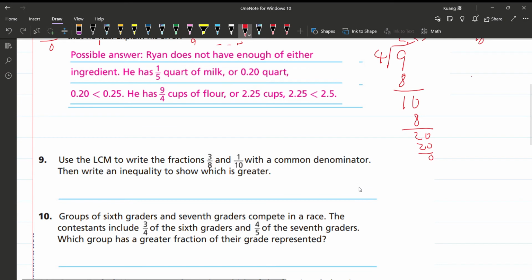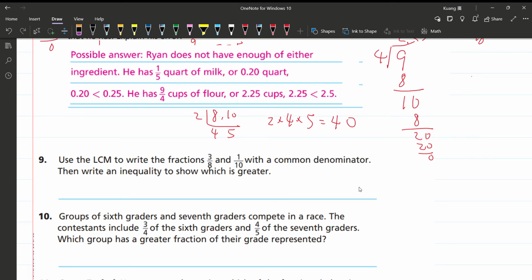All right, number 9. Use the LCM, the least common multiple, to write each fraction with a common denominator. So you need to find a common denominator of 8 and 10. 8 and 10, you can divide by 2. It'll be 4 and 5, and then done. There is no common factor between 4 and 5. So 2 times 4 times 5, there will be 100. No, sorry, 40. So the common denominator is 40.